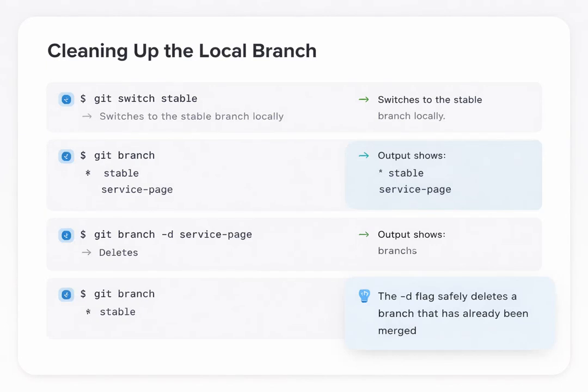Now the same cleanup needs to happen locally on your machine. First, you switch to the stable branch using git switch stable. You can't delete the branch you're currently on. Then you run git branch to confirm you have two branches, stable and service page. Since the service page branch has been merged and its work is done, you delete it with git branch -d service page.